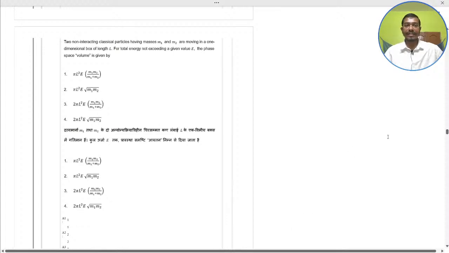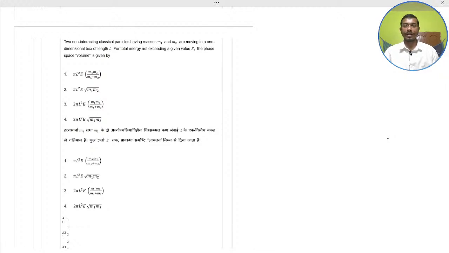Two non-interacting classical particles having masses m1 and m2 are moving in a one-dimensional box of length L. For total energy not exceeding a given value E, the phase space volume is given by what? This is another homework, number 4, for you. Try yourself and give me feedback by commenting the right answer. Next, go ahead.